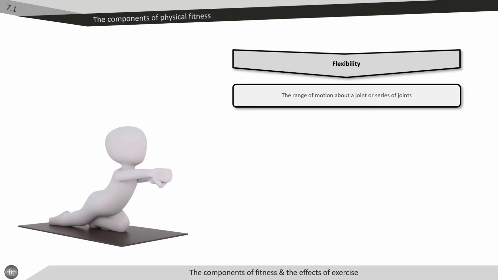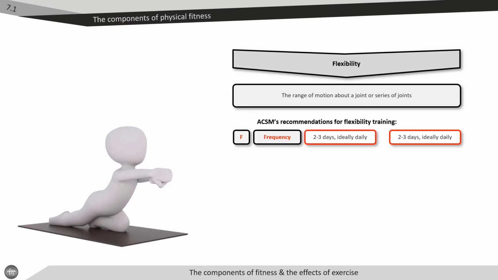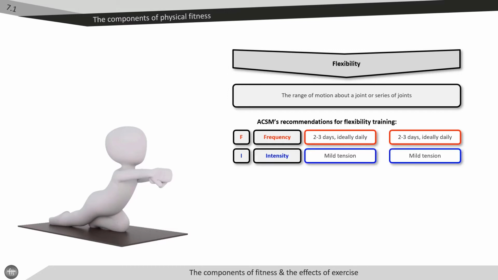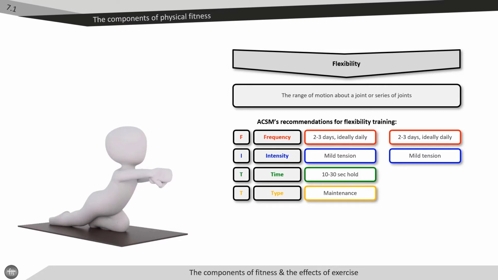The recommended FIT principle training guidelines to develop flexibility are to train 2 to 3 days a week, ideally every day, and always only to mild tension. This is to avoid injury. Individuals looking to maintain their flexibility should hold a stretch for between 10 and 30 seconds on each of the major muscle groups, whereas individuals who are looking to develop their flexibility should hold a stretch for 30 to 60 seconds on each of the major muscle groups.